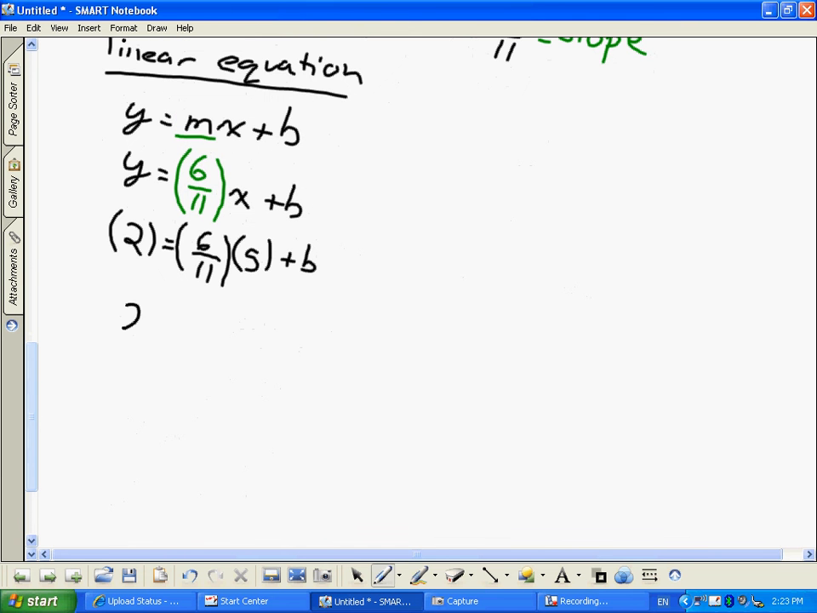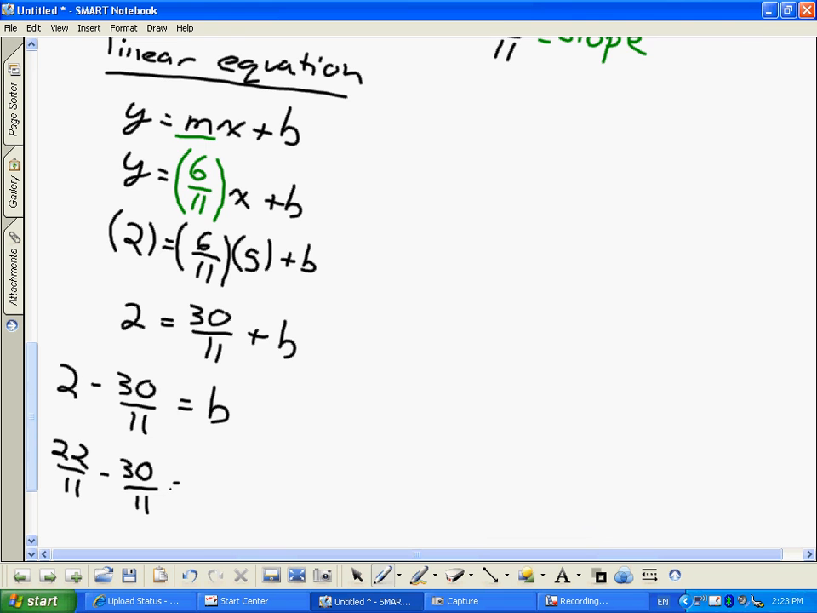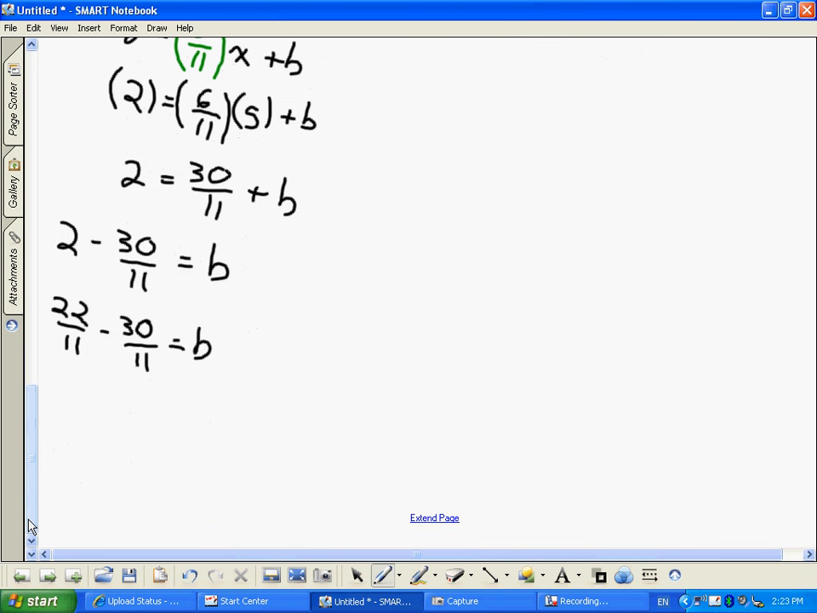So now I can solve for this. 2 equals 30 over 11 plus b. Bring the 30 over 11 over. 2 subtract 30 over 11 equals b. And turn the 2 into a fraction with a denominator of 11, so it'll become 22 over 11 minus 30 over 11 equals b. When I subtract, I get negative 8 over 11 equals b. Now I could have turned this negative 8 over 11 into a decimal. It doesn't really matter. But that is our b.